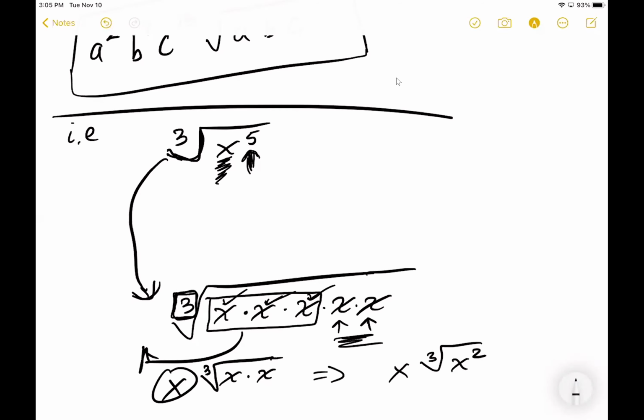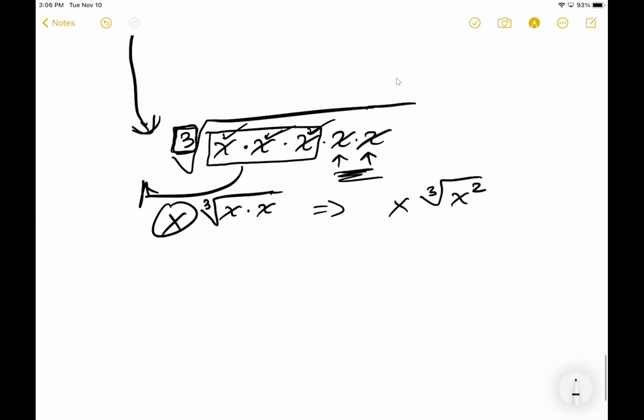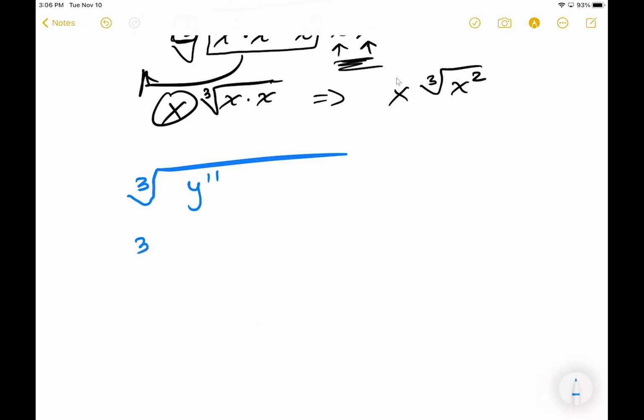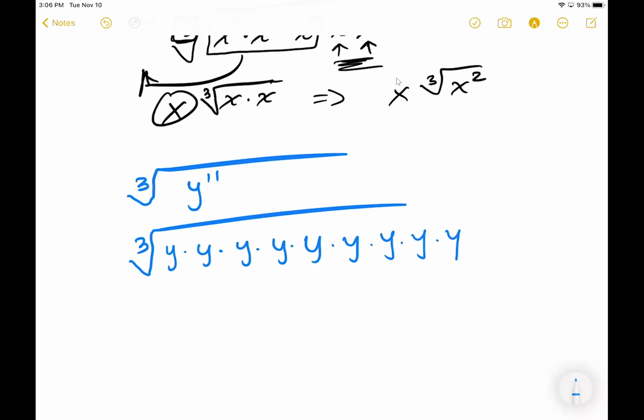So let's try, and I'll go back to that a little bit. Let's say same thing, right? Let me change the color. Let's say if I have y to the 11, okay? If we do y to the 11, do you agree that elementarily we can break it 1, 2, 3, 4, 5, 6, 7, 8, 9, 10, 11. Elementarily, write the y 11 times.